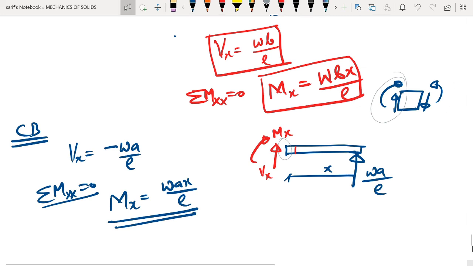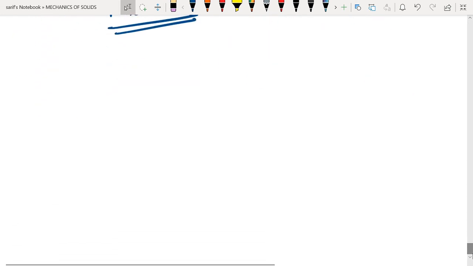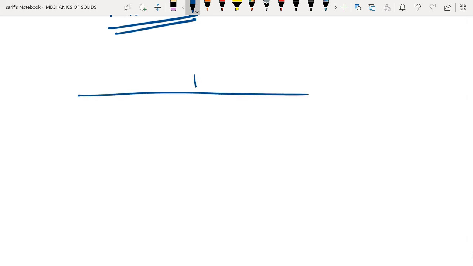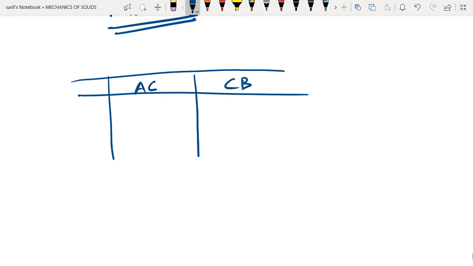So once we have developed equations for both the regions, we will tabulate them. So how do we tabulate? We have two regions. Region AC is there, region CB is there. Two regions are there.